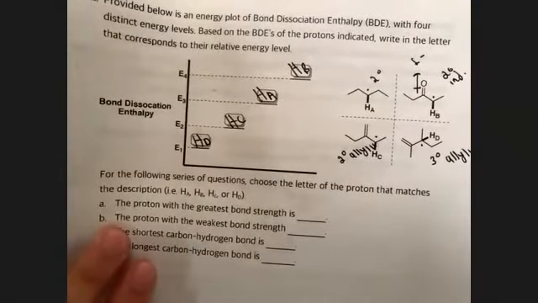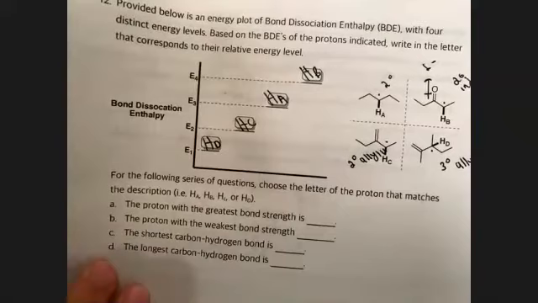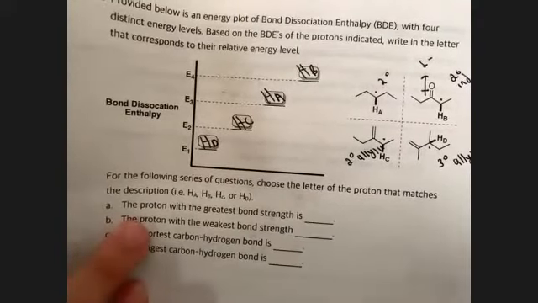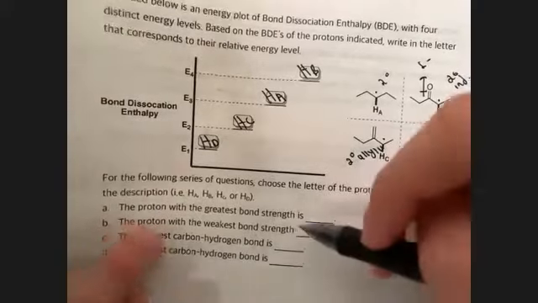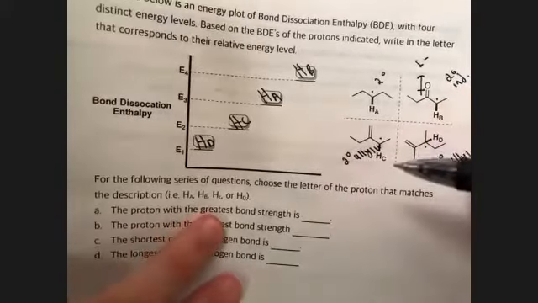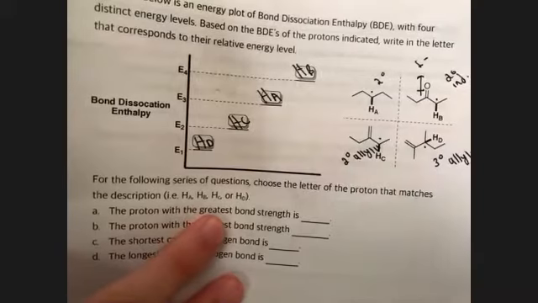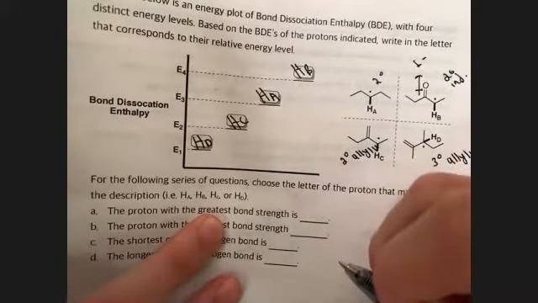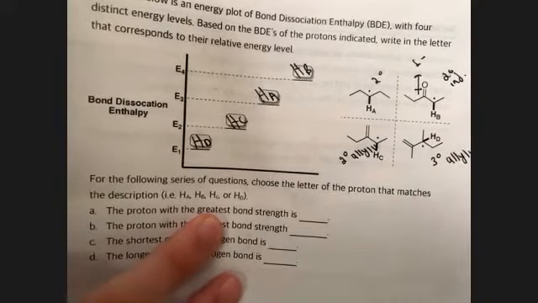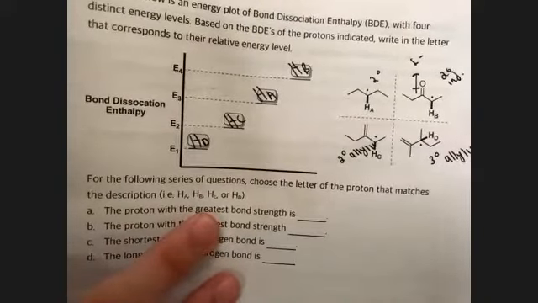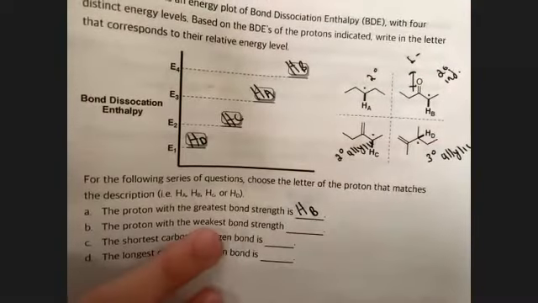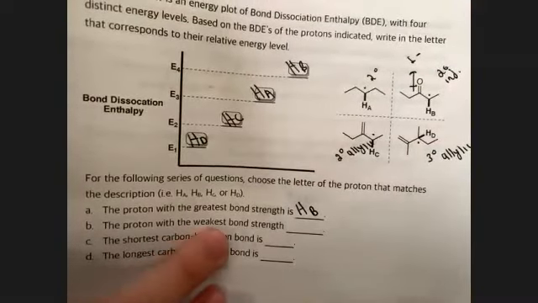Okay, so for A, B, C, and D, we're just going to answer these questions based on this. So the proton with the greatest bond strength is the one that is going to form the weakest radical. Okay, it has the greatest bond strength because if I were to break that bond, it forms a very, very unstable product. So that's not what we want. So this would be HB. Okay. The proton with the weakest bond strength is the one that forms the most stable radical.